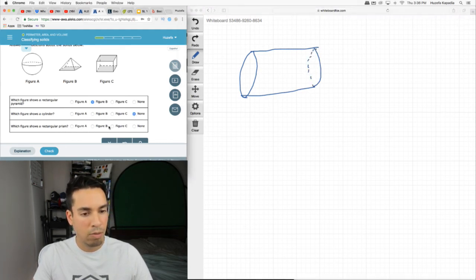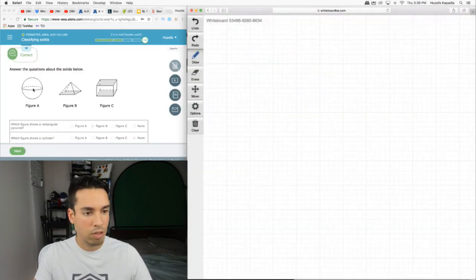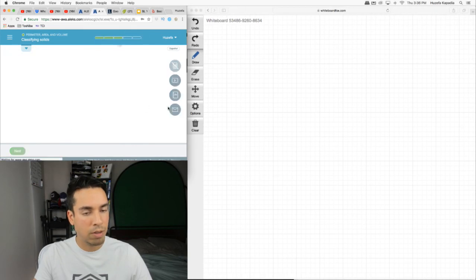Which shows a rectangular prism? A rectangular prism is just a box. Fancy word for a box. That's figure C, and that's it. This, of course, is a sphere, and they didn't have that option.